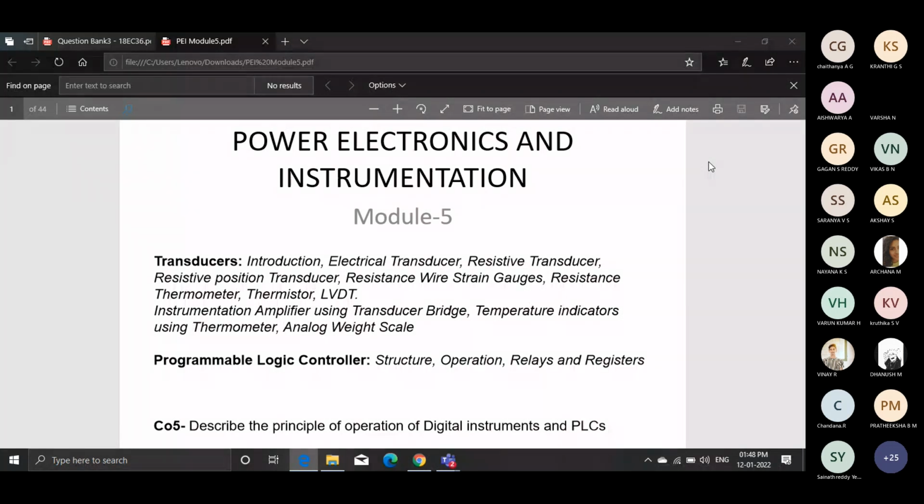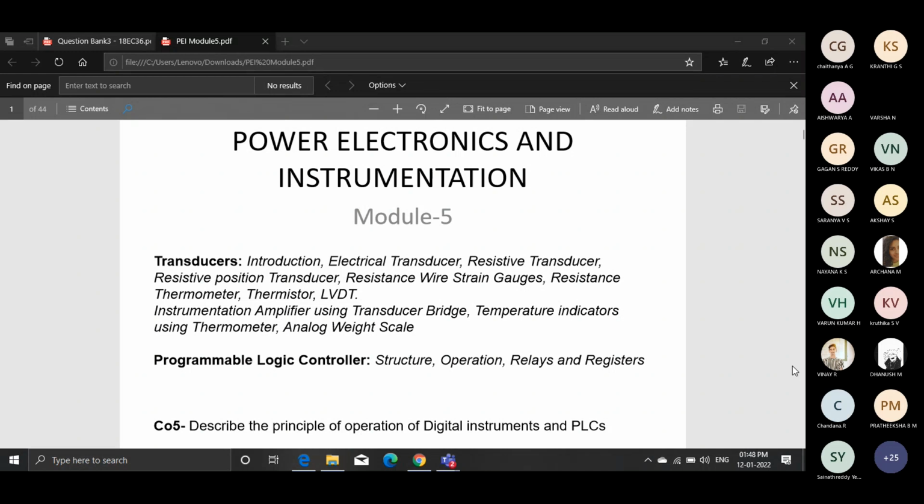And once we learn this particular topic, what is the outcome of that? The major CO is to design the principles of operations of digital instrumentation and PLCs. Meaning how exactly a digital instrumentation can be designed, what are the parameters you have to consider, and what are the principles which are used to design the digital instrumentation. That is what we are going to learn with respect to this particular module.